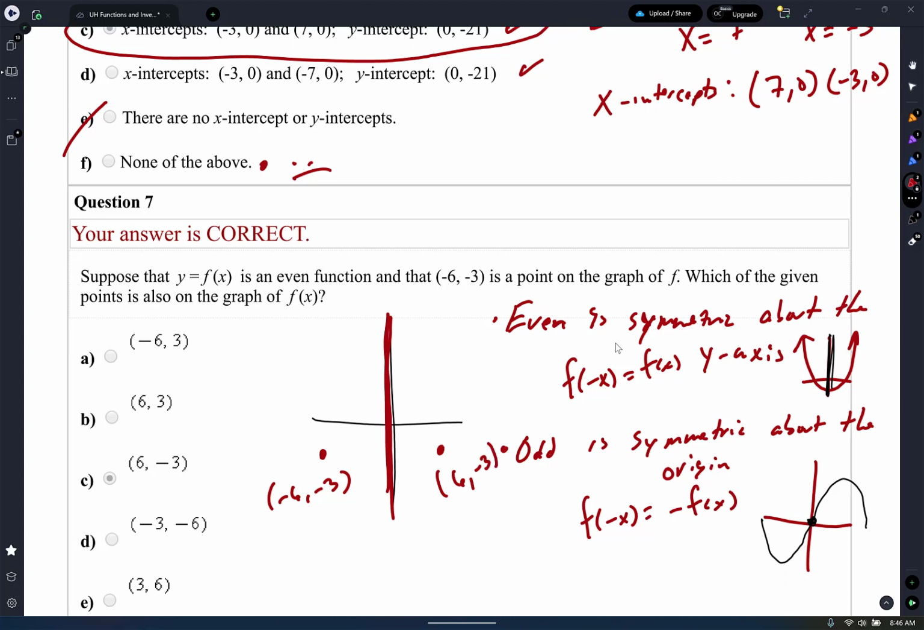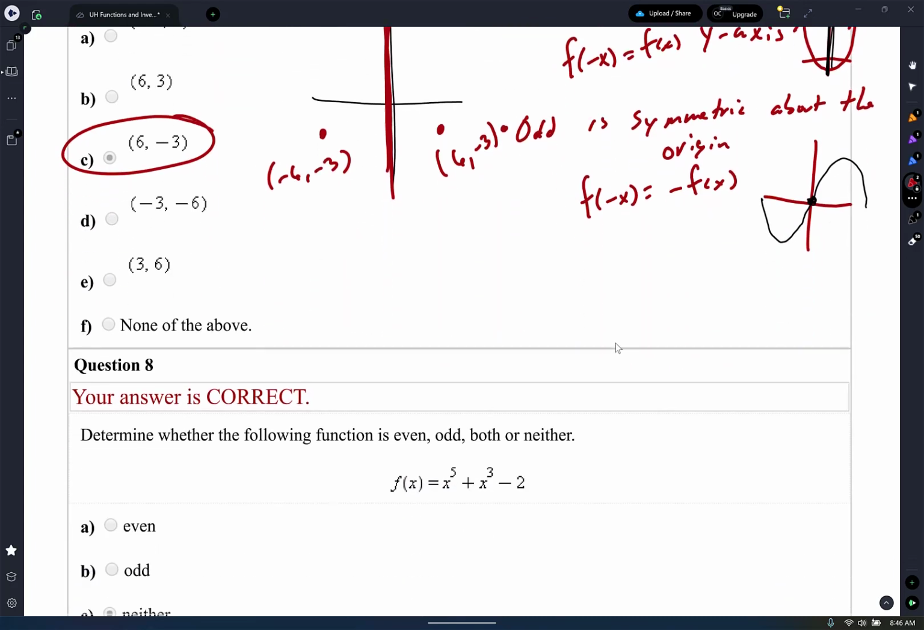6, -3. Good job, miss. See? That's all it means. Cool, right? Okay. Let's go to the next one.